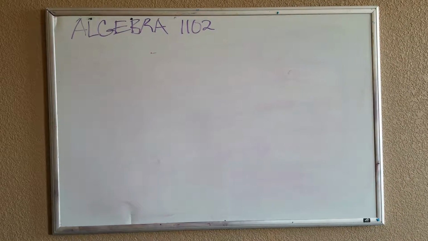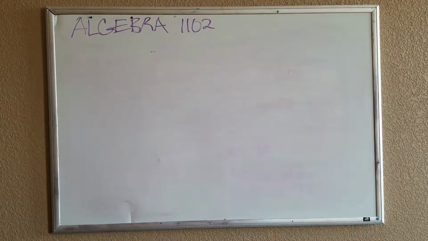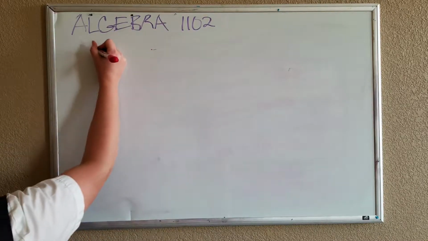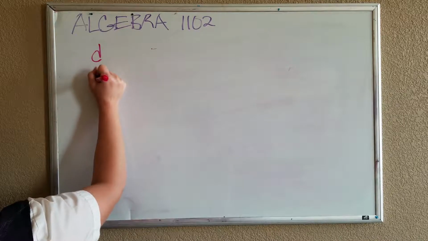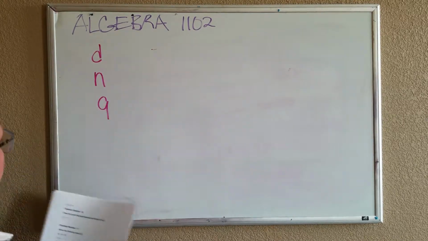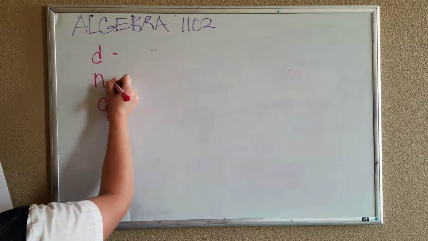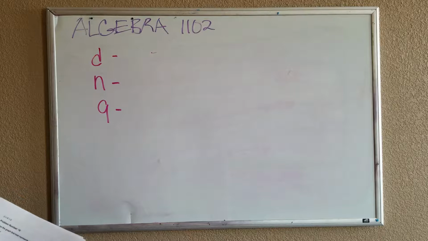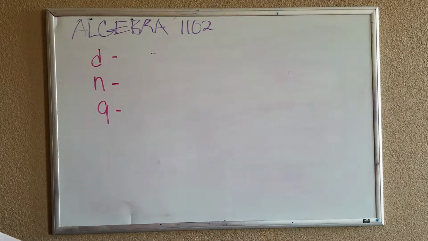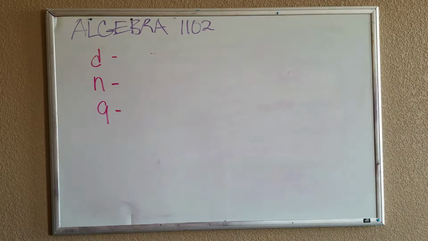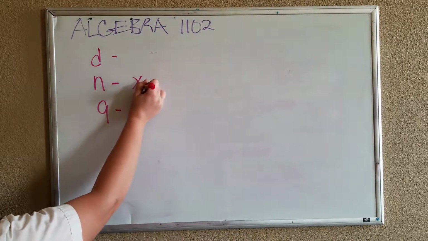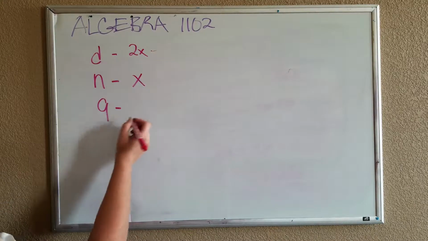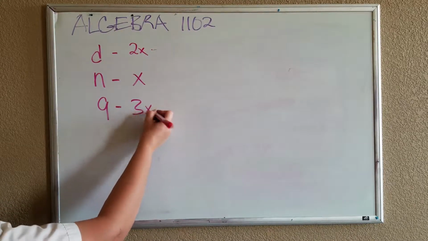All right, problem number 20. Janet has 3 times as many dimes as nickels and twice as many quarters as nickels, okay? So she has dimes, nickels, and quarters, all right? So we're going to assign our variables. The one we know the least amount about is the nickels. So we're going to call that x, all right? Dimes, she has 3 times as many, so we're going to call that 3x. And quarters, twice as many, 2x, all right?